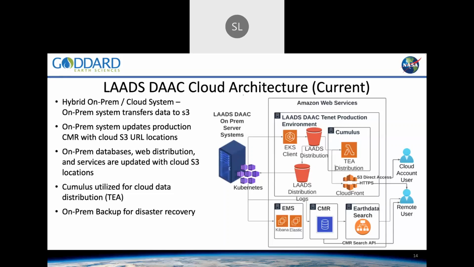So again, we put these S3 locations in CMR. We put the granules up on S3, and then we also still keep the granules in our databases and web distribution. We are slowly migrating to this Cumulus system, and we'll be using the full capabilities of the system in the next year or so. Conversely, we still have all this data on our on-prem web servers as backup for disaster recovery.